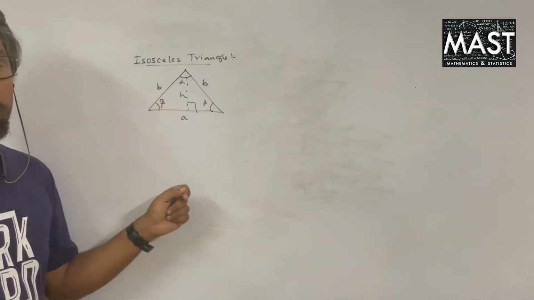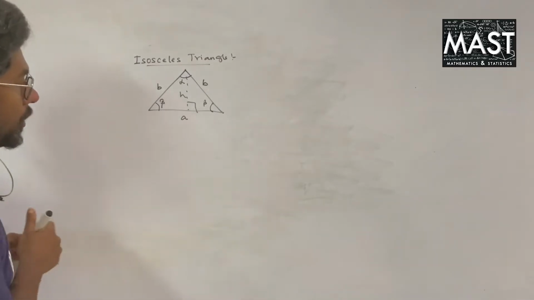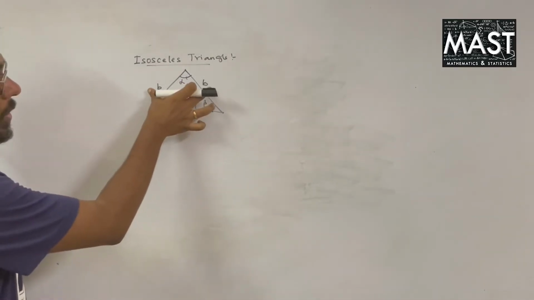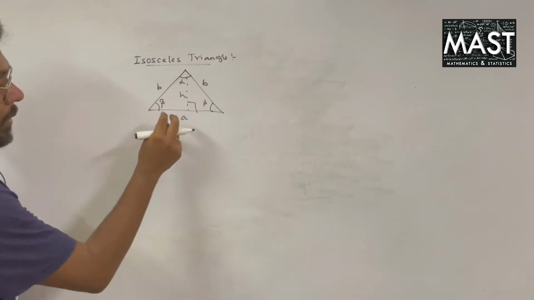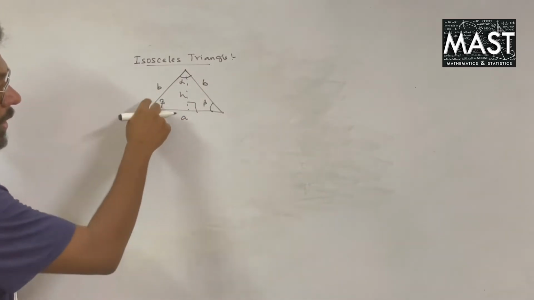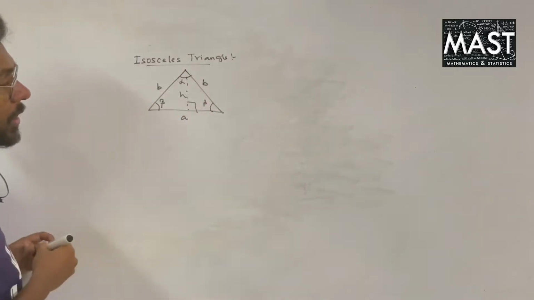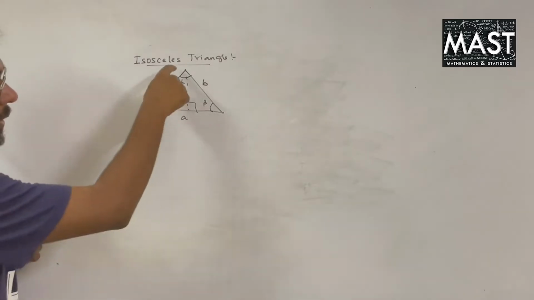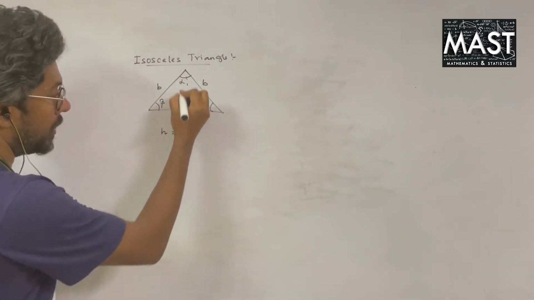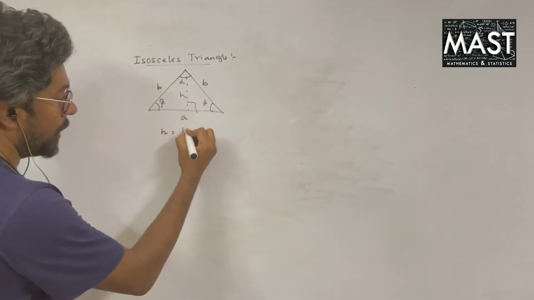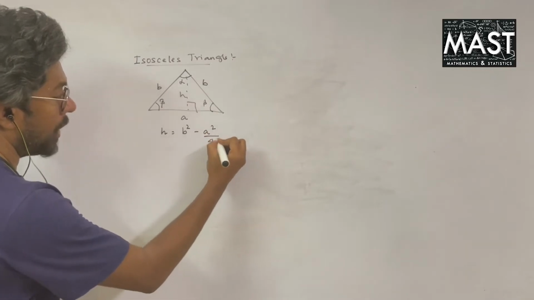First, we'll be talking about a triangle and an isosceles triangle. An isosceles triangle is a triangle which has two equal sides, which have been mentioned here as b. Then we have the base, which is a, the two base angles, which are beta, and the vertical angle, which is alpha. We have drawn a perpendicular h. So h, which is the height, can be obtained by using the formula root over b square minus a square by 4.